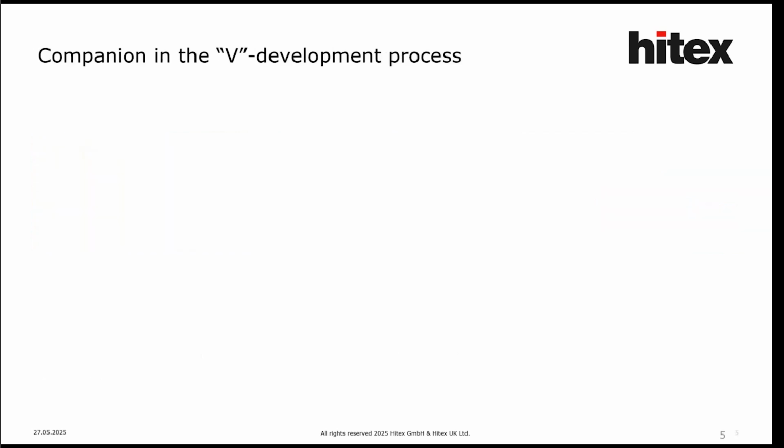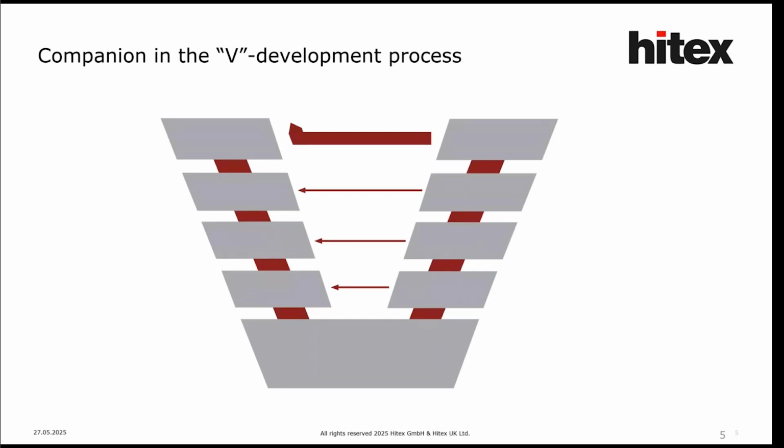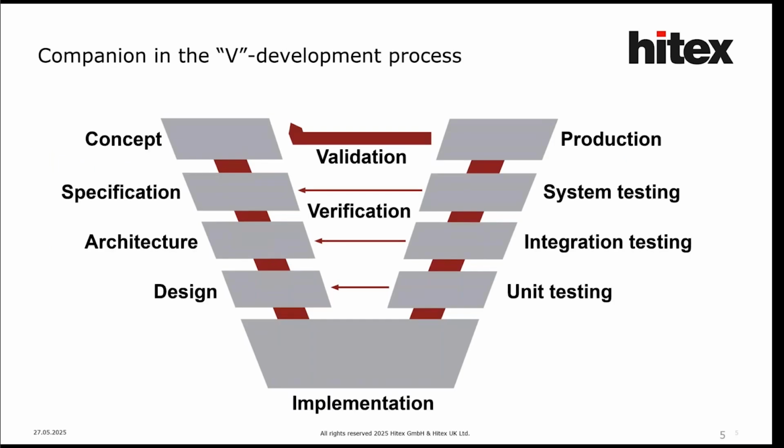Have a look at the V model. So, with the concept phase, specification, architecture, design, implementation, unit testing, integration, system testing, and last but not least, production, and all the verification and validation steps. Here's a brief overview of the standard development process according to the V model.